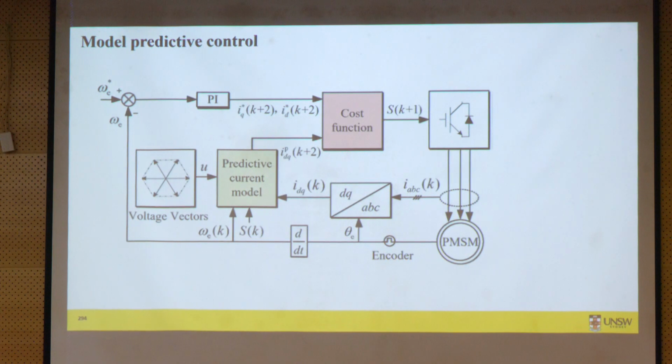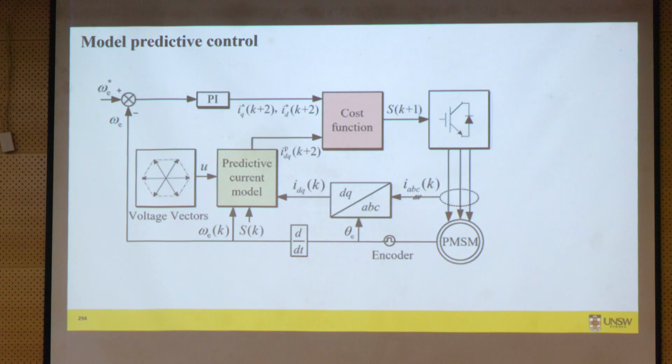For MPC, usually you need an encoder. MPC and deadbeat control are not sensorless, although you can make them sensorless if you estimate theta, but they are not inherently sensorless like DTC, because they work in the DQ frame, so you need theta.